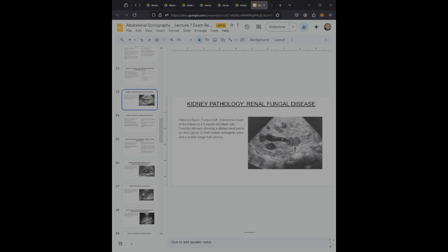Renal fungal disease. The most common cause of fungal urinary tract infections is Candida albicans, and this usually comes about due to the immunocompromised state of certain patients. Sonographically, we see fungal balls, and these fungal balls are hyperechoic. They are non-shadowing mobile structures within the renal collecting system.